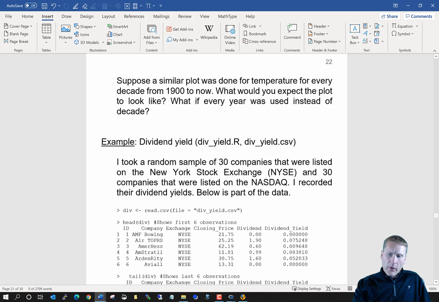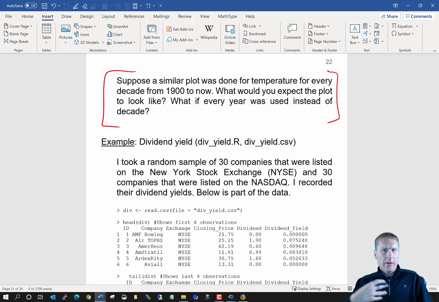And here's something else I want you to think about. I'm not going to go over the answer here, but I'd be happy to address it at a later time if you ask. Suppose you were to do the same kind of plot that we just saw, but now the temperature for every decade from 1900 to now was included.